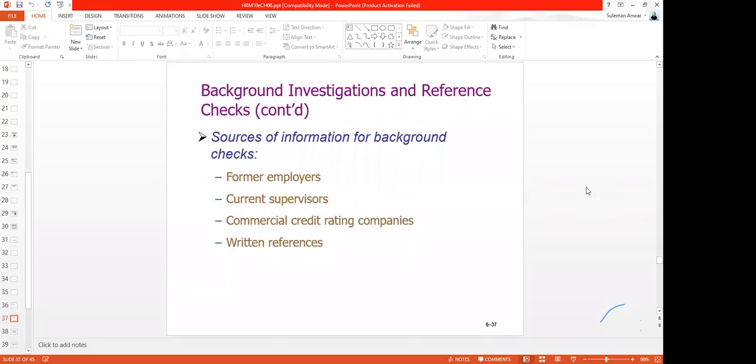Sometimes background investigations and references would also include sources of information for background checks. And those sources are from where we can get the data. Those are former employers, current supervisors, commercial credit rating companies, and we can also get the references in the form of written reference letters.